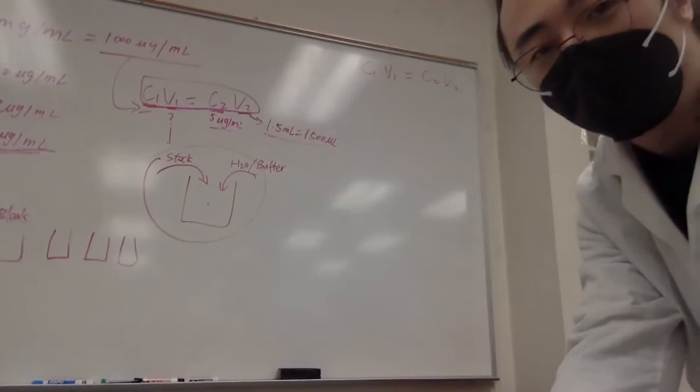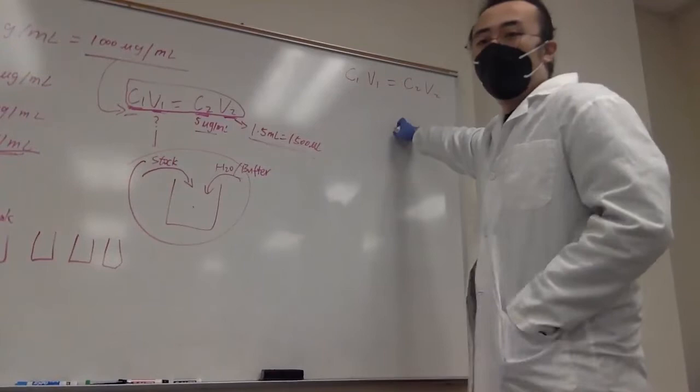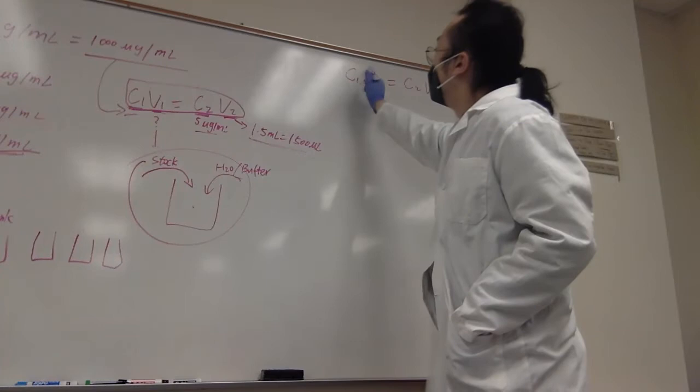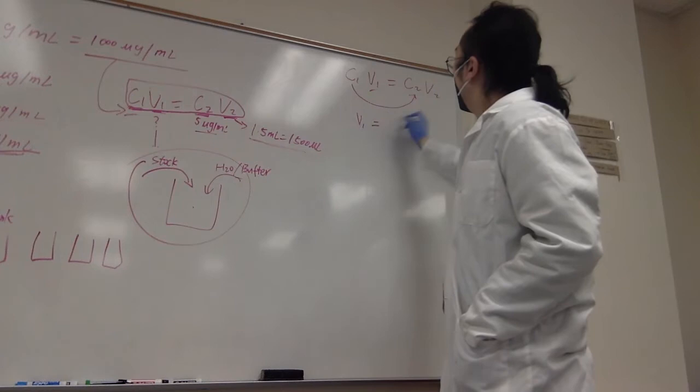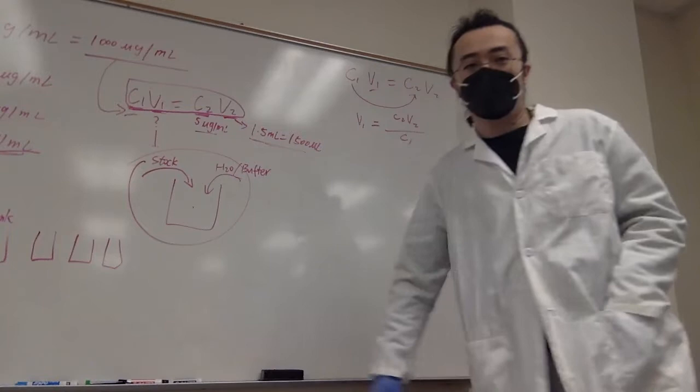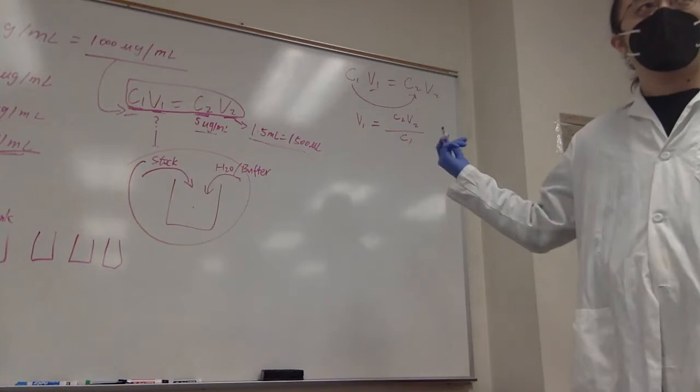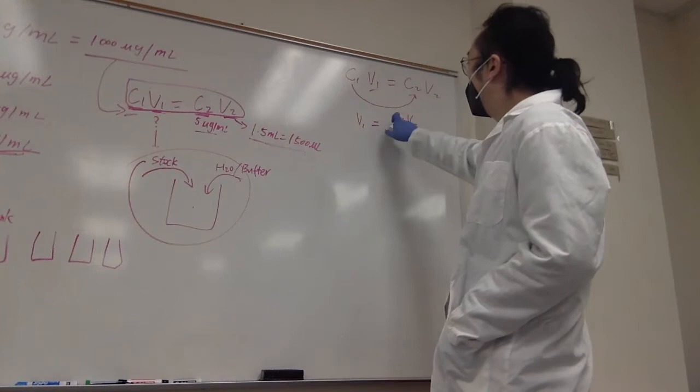C1V1 equals C2V2. We want to know V1, so the easiest way is to move C1 from the left to the right. On the left there is only V1 left, and on the right it will be C2V2 over C1. Everybody follow this step? The second step is easy. We just insert the data.